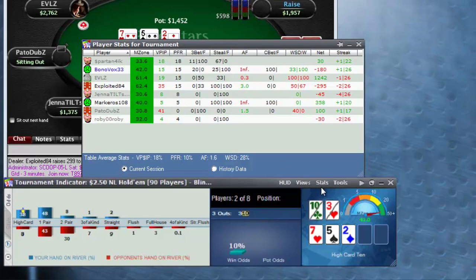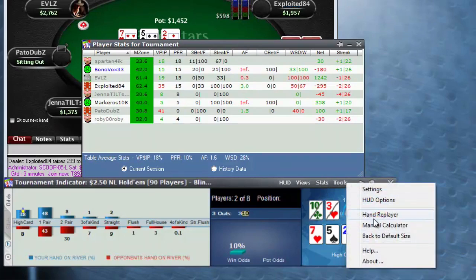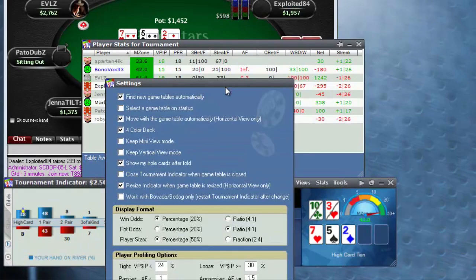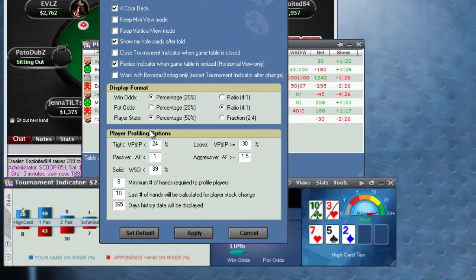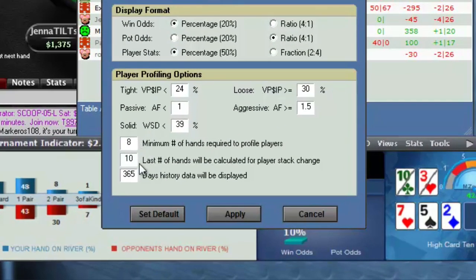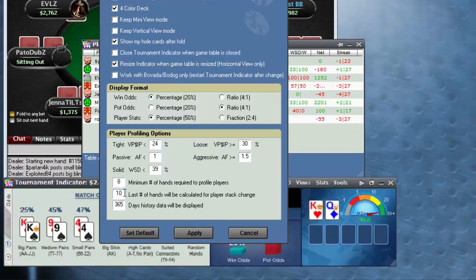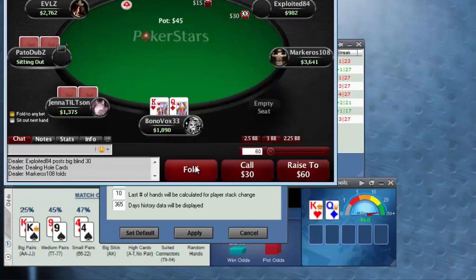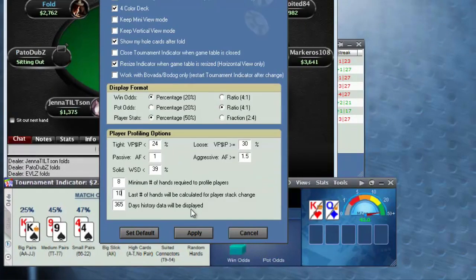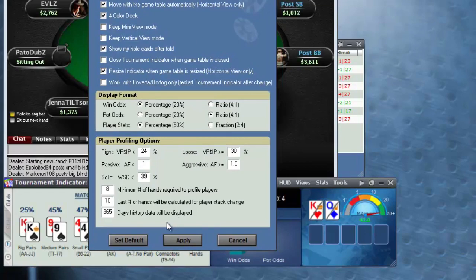Let's go back to the tools. We'll go back to settings again. The panel will come up, and I'll just show you that the last number of hands will be calculated for player's stack change. So that amount in the net column tracks how much change has happened in the last 10 hands. You can change that, but keep in mind, in tournaments, it's all about what has happened lately because emotion sinks into players' games and a lot of people can't adjust to that.